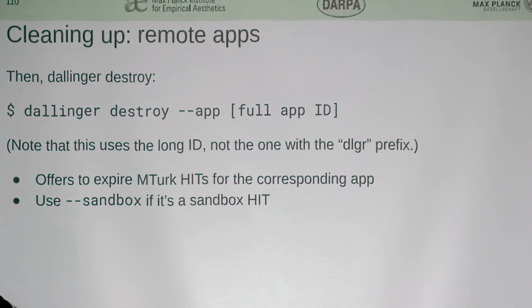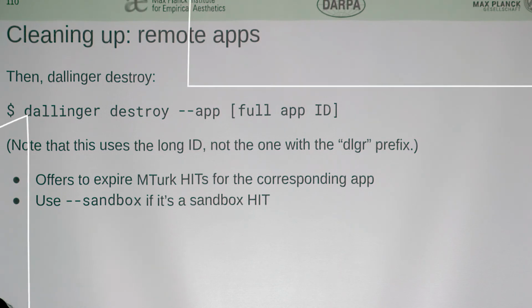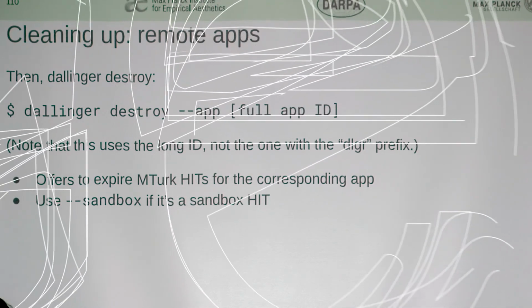Yeah, so Dallinger destroy will ask you if you want to expire associated HITs. It assumes that they're not in the sandbox, but if it doesn't find them, it will suggest that they might be in the sandbox, saying it didn't find any HITs. If you specify the sandbox option, then it knows to go look in the MTurk sandbox and expire them there. That's it.